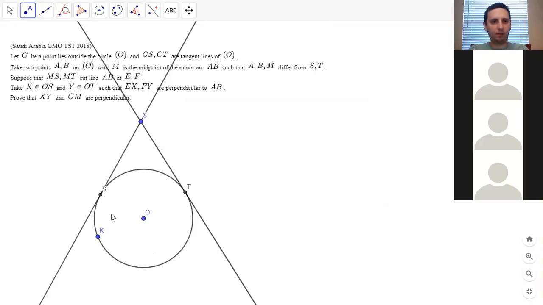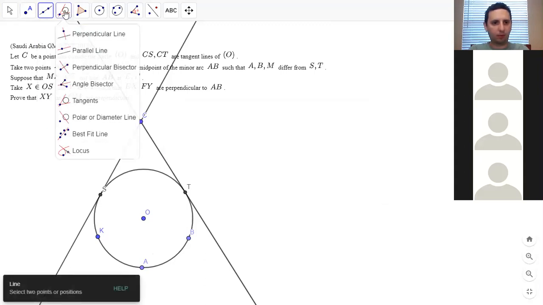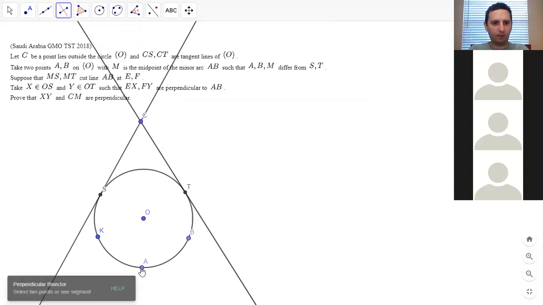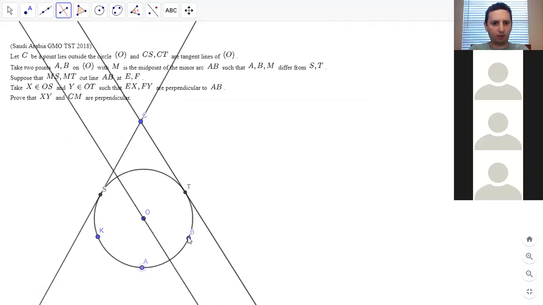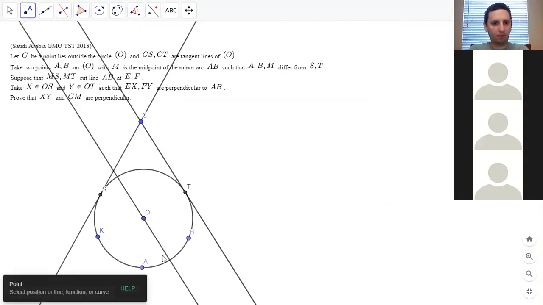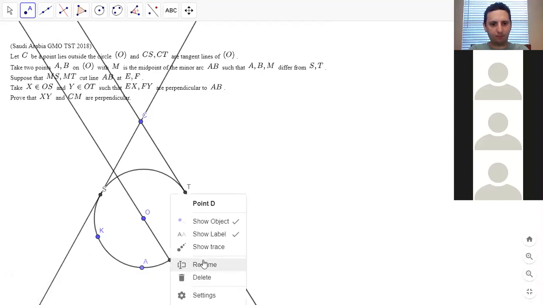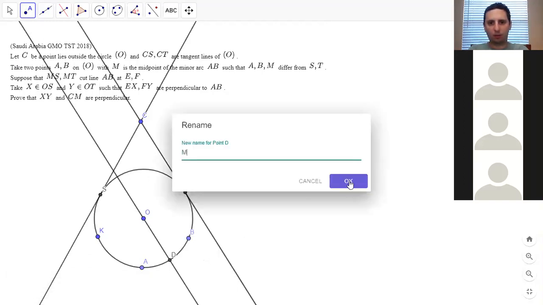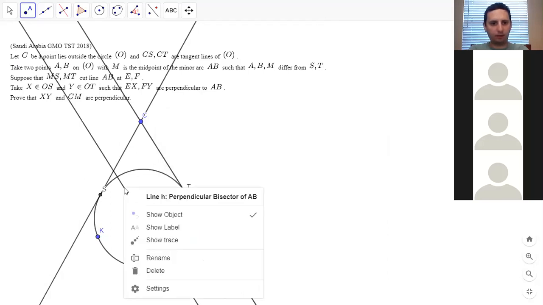So A and B, I guess, can be any points. That's kind of weird. I don't know if it's okay if A and B are like that. So let's see, I'm going to draw the perpendicular bisector of AB. And so M should be the midpoint of this arc. So this is M. And we want to see where MS and MT intersect AB.